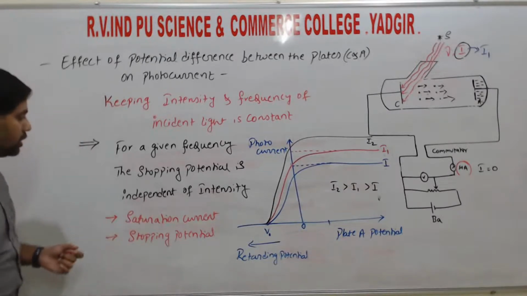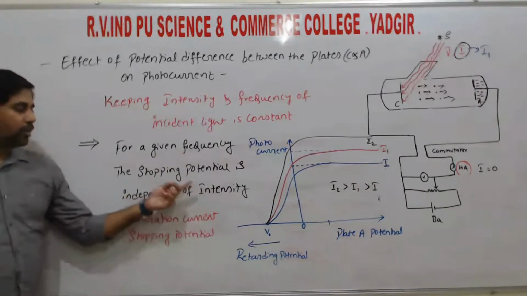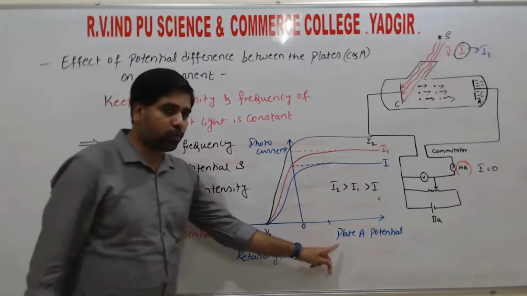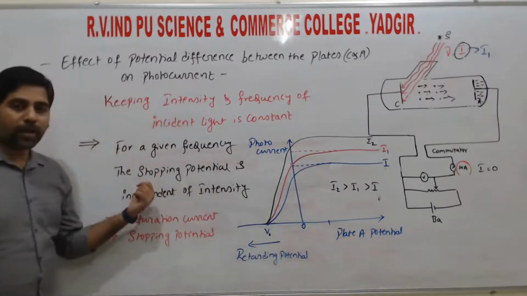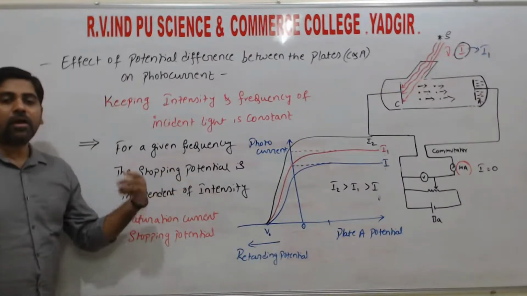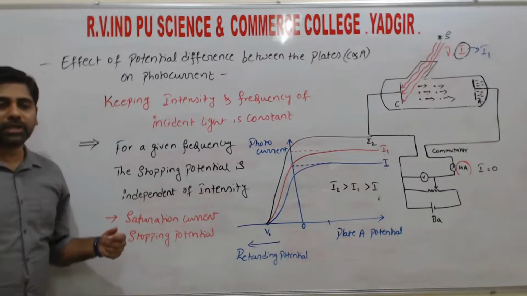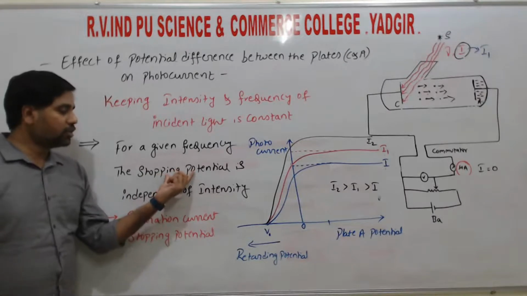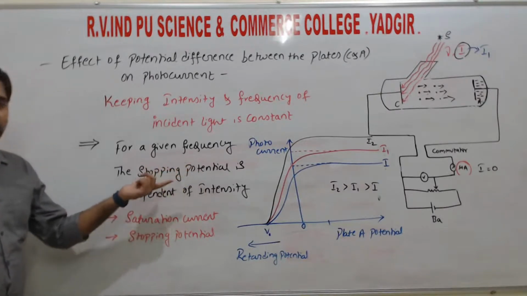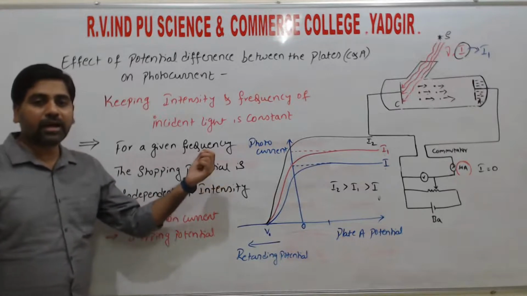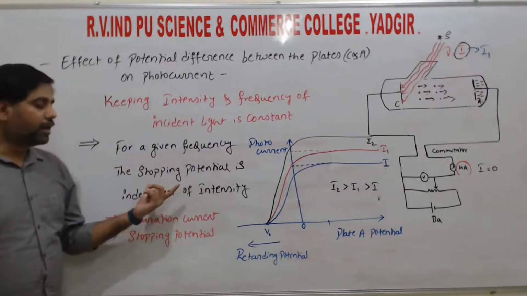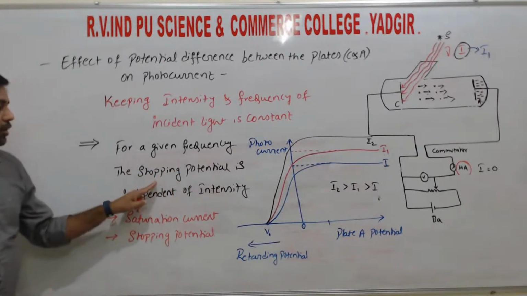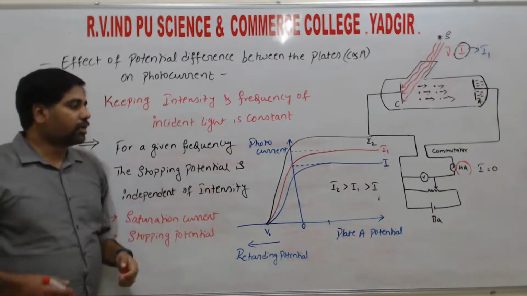And the third one is that the potential, which potential? Stopping potential, is independent of intensity. There is a difference between positive potential, negative potential and stopping potential. Positive potential means we are giving positive charge to the plate. Negative potential means we are giving negative charge to the plate. Stopping potential means, if we say the stopping potential is 10 volt, then the current is 0, right? So we can directly say that the current is 0 in the circuit. And this is independent of the intensities.